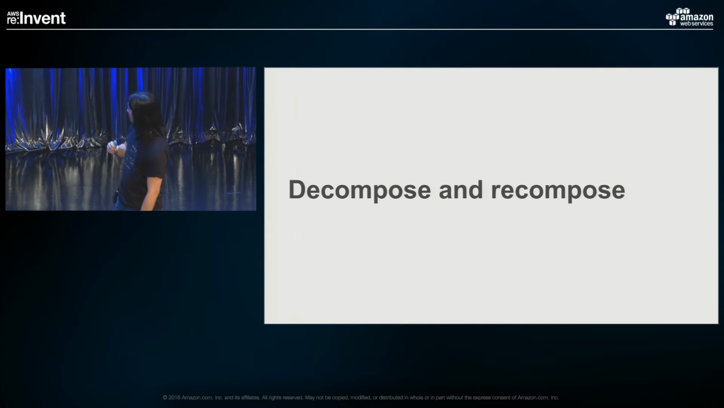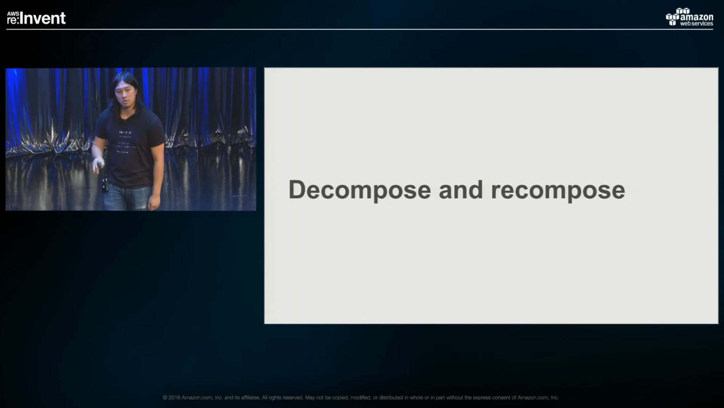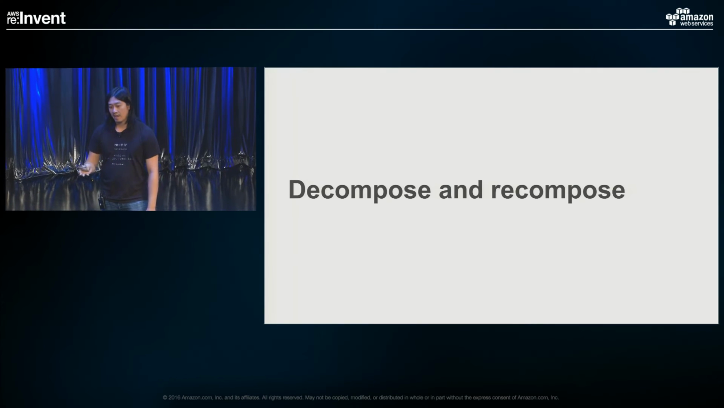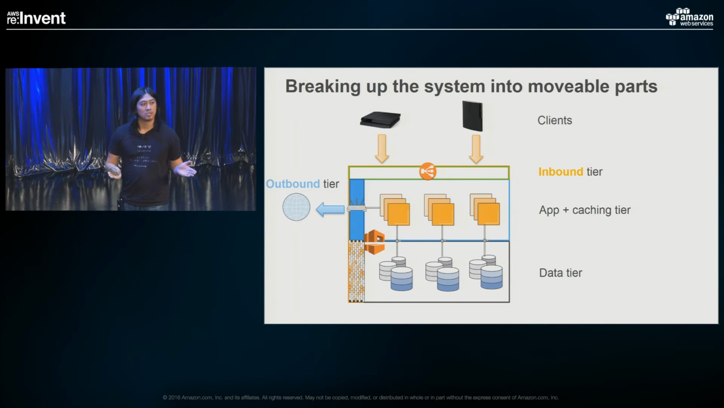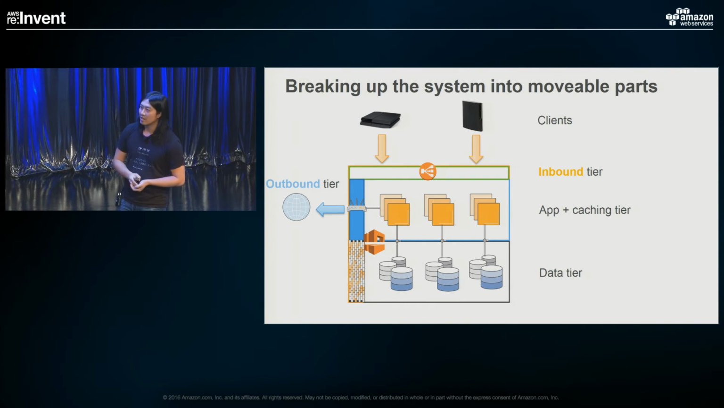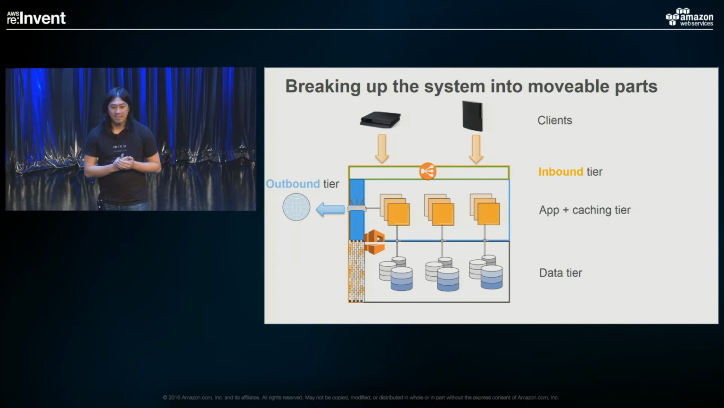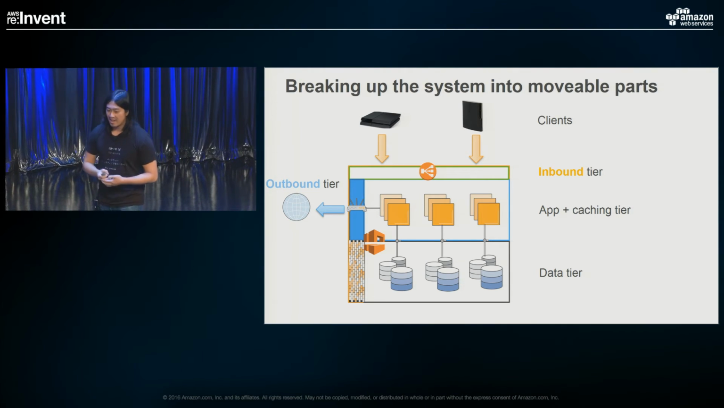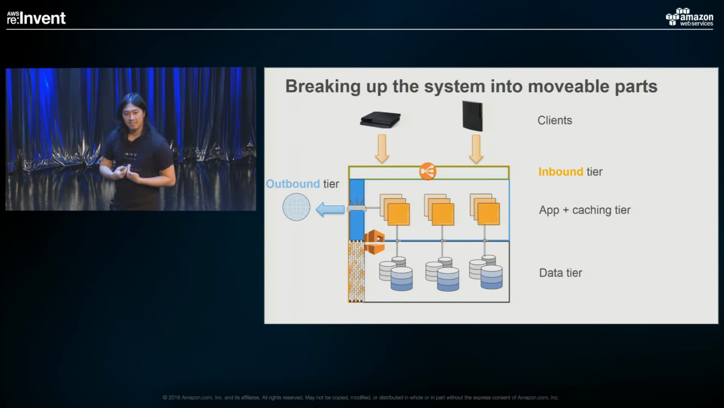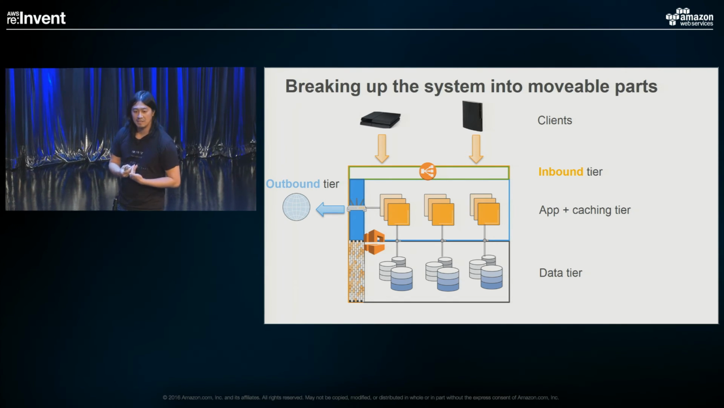All right, so what we want to do is decompose our infrastructure from one region and recompose it in the other region, right? So what we want to do is first break our infrastructure up into movable parts. This is a typical architecture that you may see. You have your different layers: your private subnets, your public subnets, your outbound tier, your inbound tier, your data tier, your caching tier, and your clients interact via some entry point, in this case maybe an ELB.